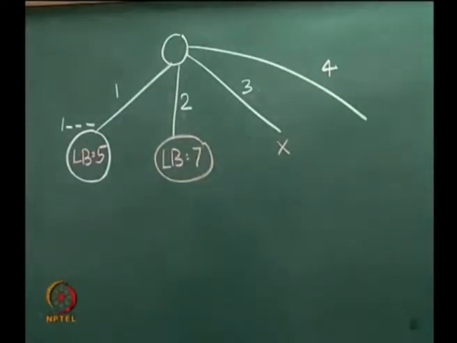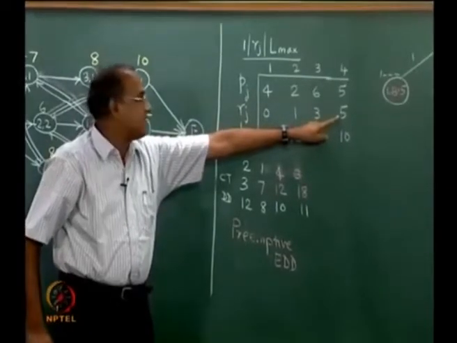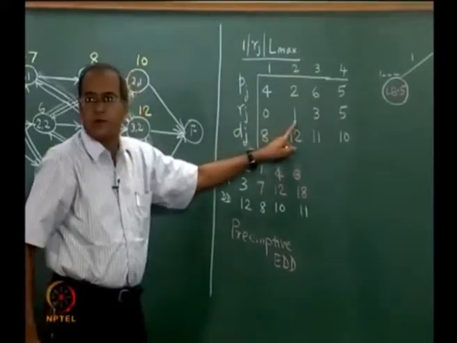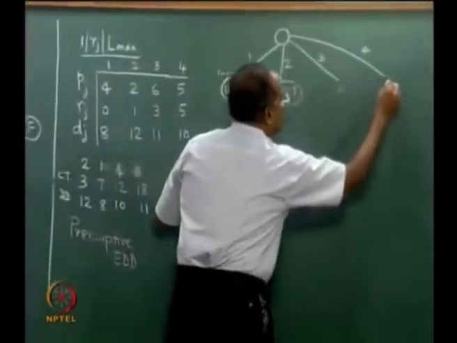Similarly for 4, because for 4 I have to wait for 5 more minutes, in which time I could have finished this as well as I could have finished this. So I will not do for 4.